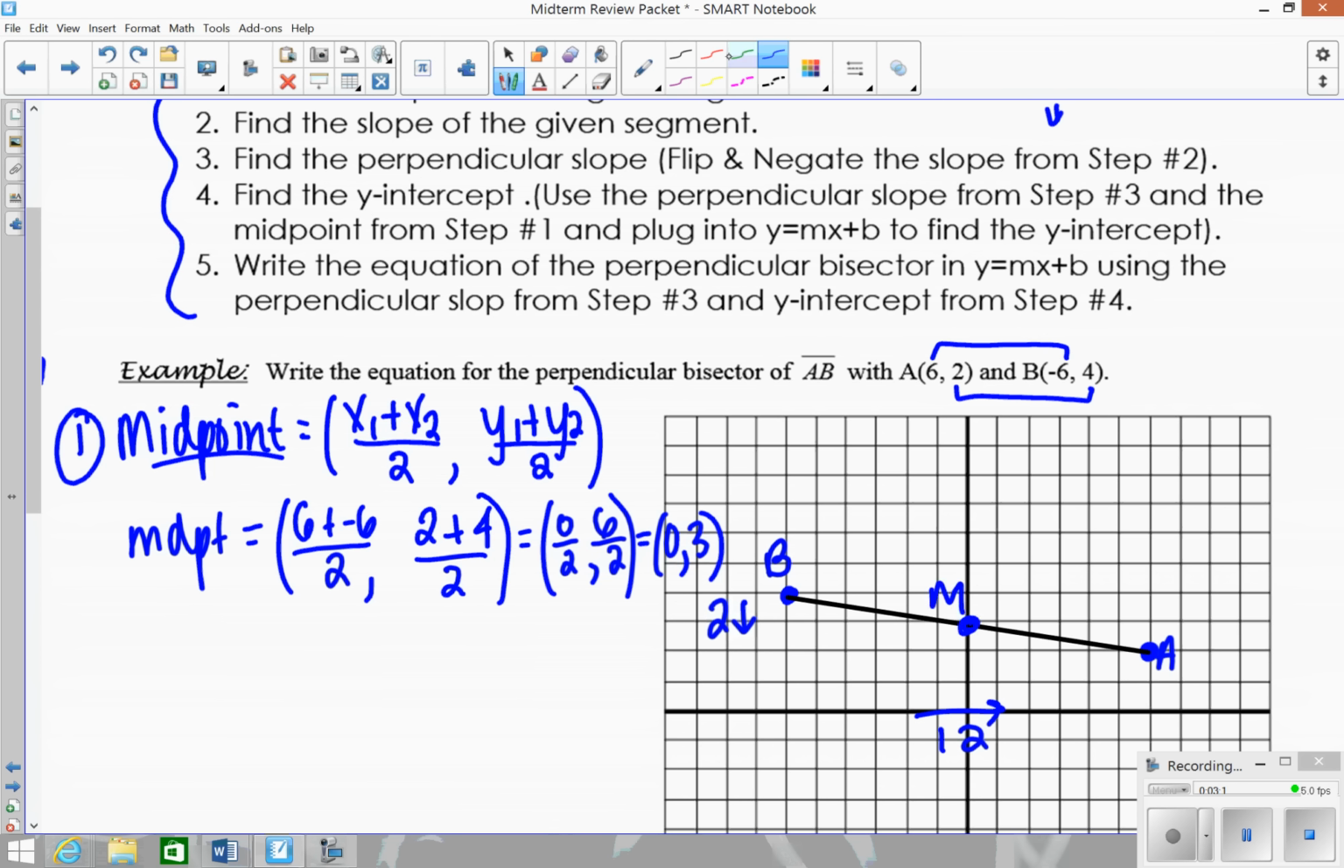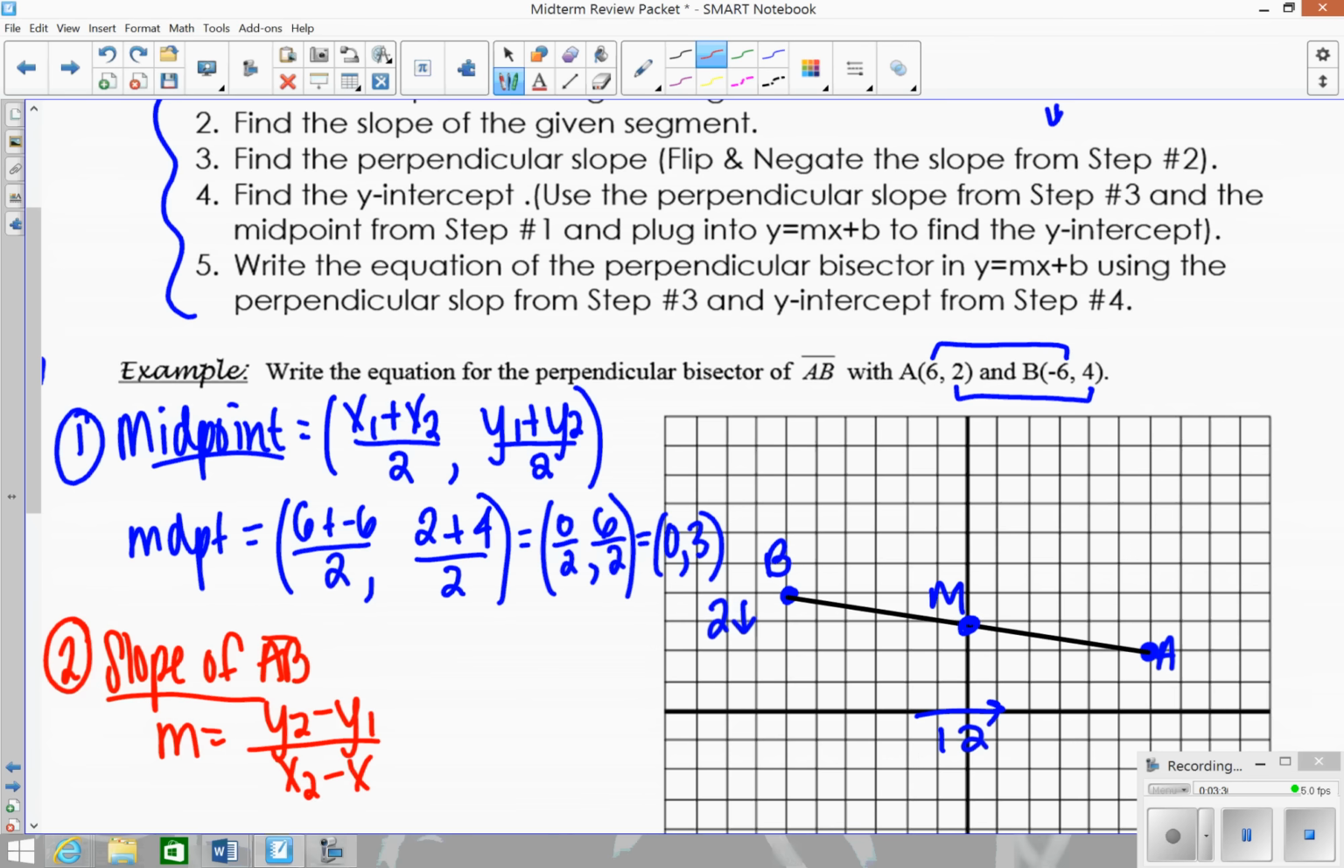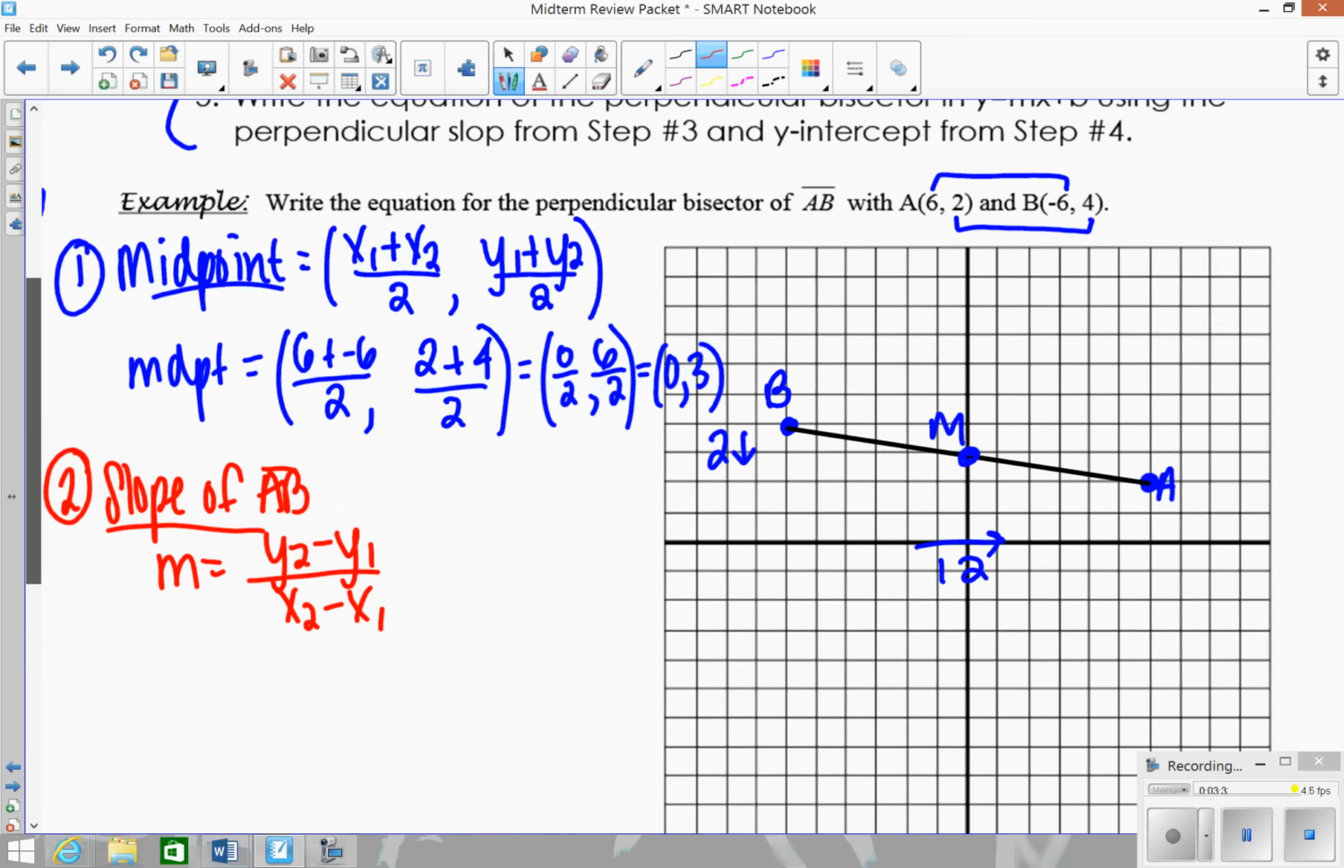Then the next step, going back over to the algebraic process, is to find the slope of the segment. So we're going to find the slope of AB. And remember the slope formula, y2 minus y1 over x2 minus x1. When we find the slope, we're going to label this the slope of segment AB.